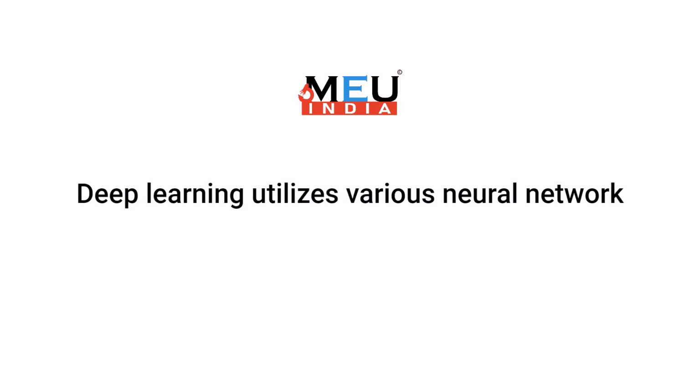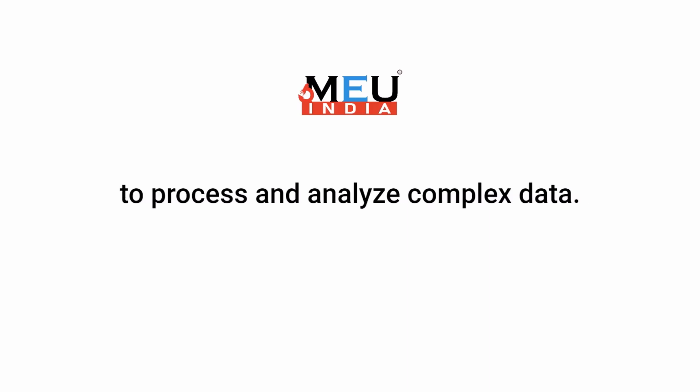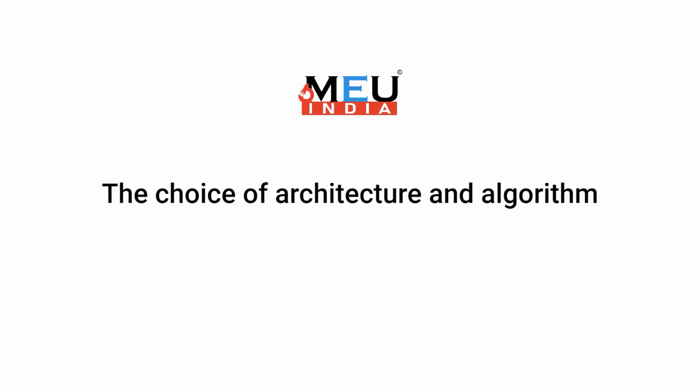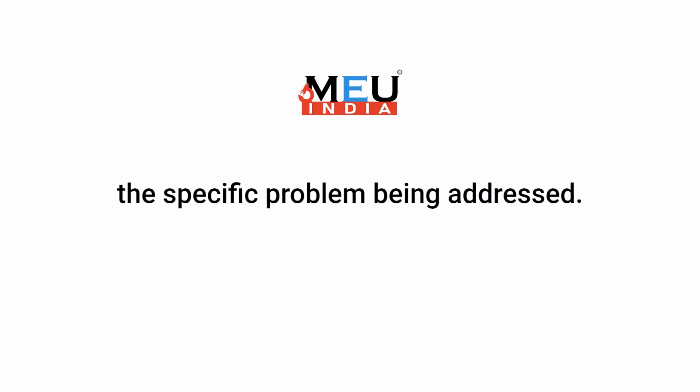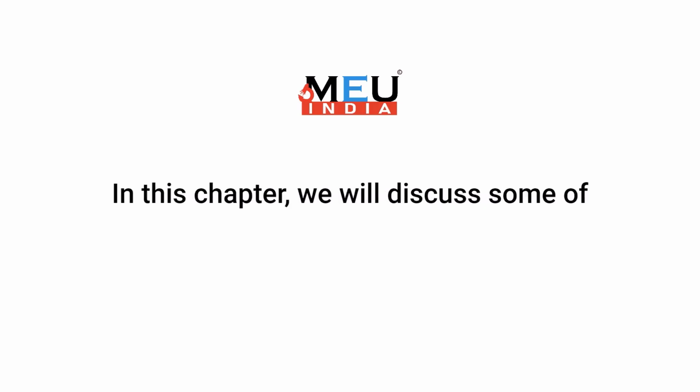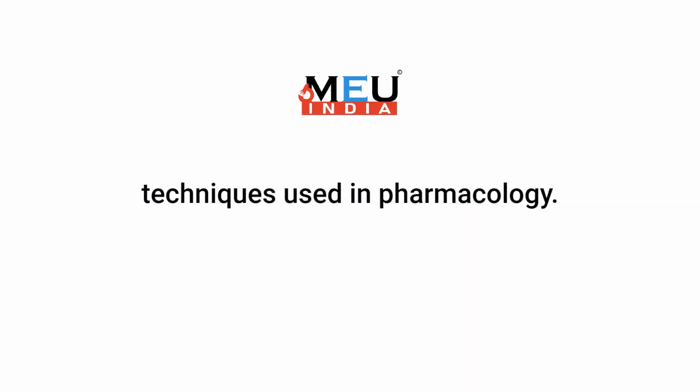Chapter 10, Types of Deep Learning Techniques. Deep learning utilizes various neural network architectures and training algorithms to process and analyze complex data. The choice of architecture and algorithm depends on the nature of the data and the specific problem being addressed. In this chapter, we will discuss some of the most common types of deep learning techniques used in pharmacology.